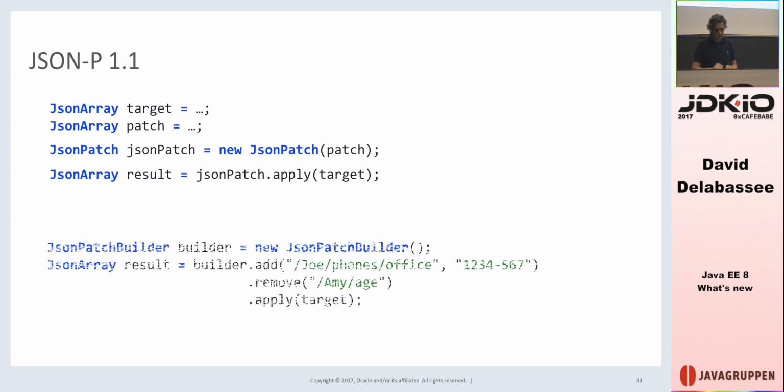The JSON patch API is fairly easy to use, but it also has a nice builder pattern. It's a fluent API that you can use to dynamically construct your patch on the fly. In this case, we first have an add operation, then a remove operation, and obviously at the end we have to apply the patch. It's something that is quite handy.